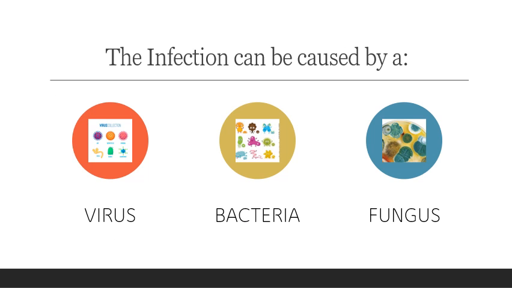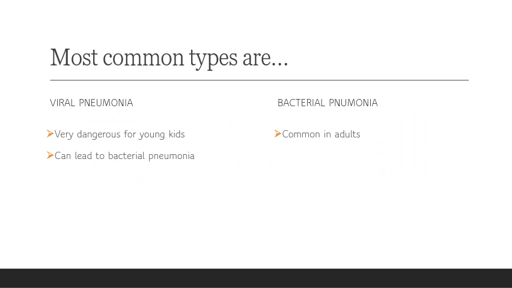The infection can be caused by a virus, a bacteria, or a fungus. Fungal infection is pretty rare, so we'll just focus on the viral infection and the bacterial infection. The most common types are viral pneumonia and bacterial pneumonia. And viral pneumonia can be very dangerous for young kids and elderly people as well. And it can also lead to bacterial pneumonia. And bacterial pneumonia is very common in adults.